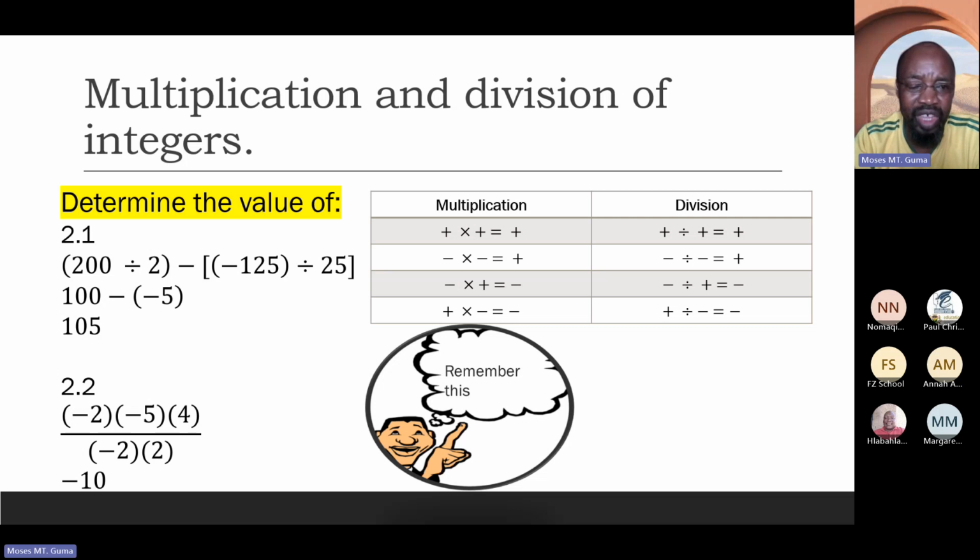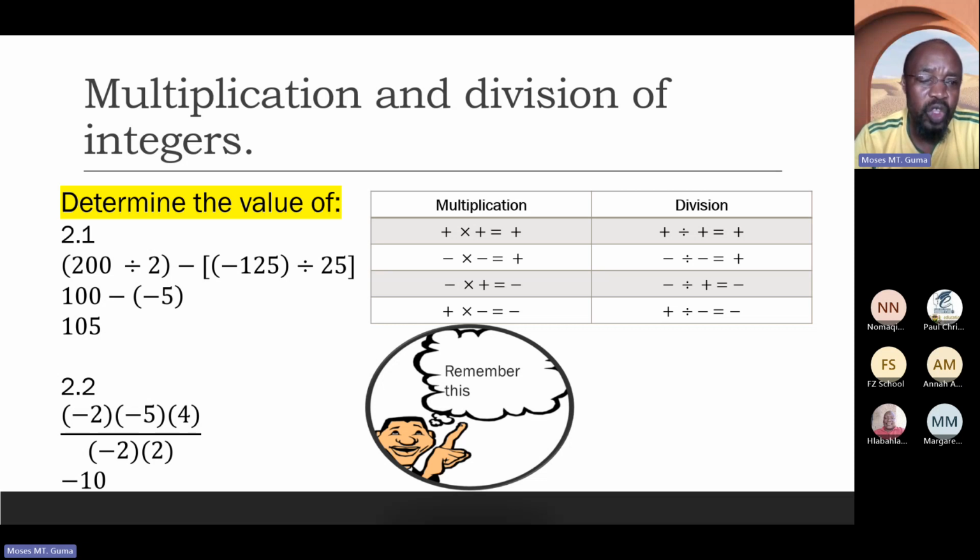Determine the value of the following without using the calculators. Throw your calculators away just for a moment for this one. I don't mean you should throw them so that they break. You take it and put it aside and say to it, I will see you, my friend. I just want to work this one without you.